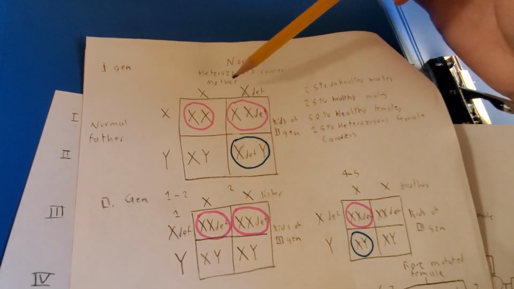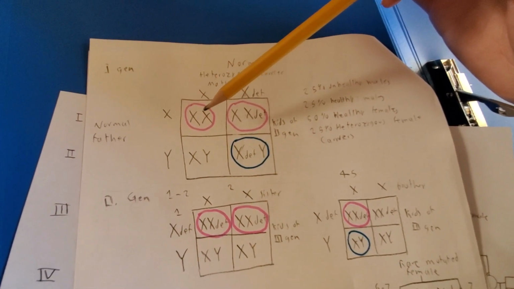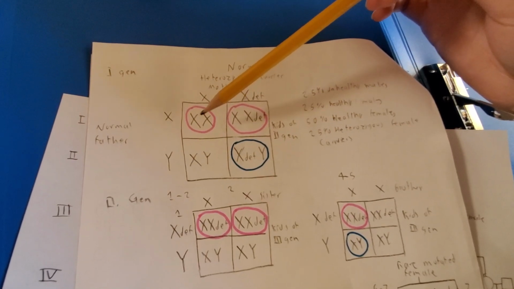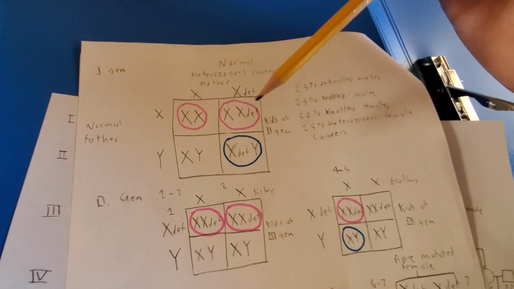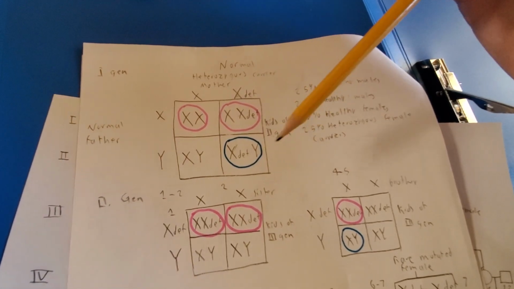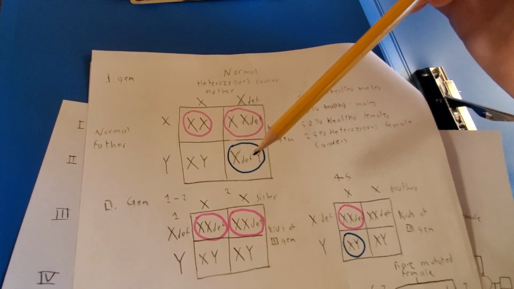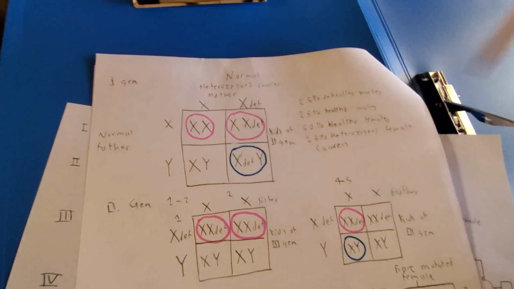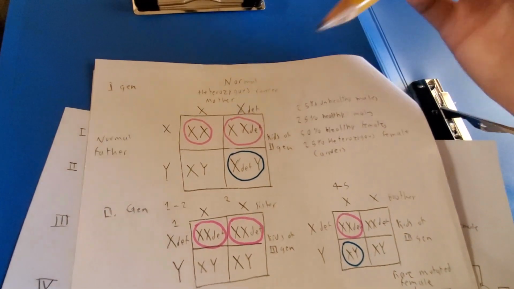Once I did the Punnett square, there is a 25% chance that the female would not be a carrier, 25% that the female will be a carrier, and 25% that the male will express the deficiency. So I circled the offspring that were actually conceived.